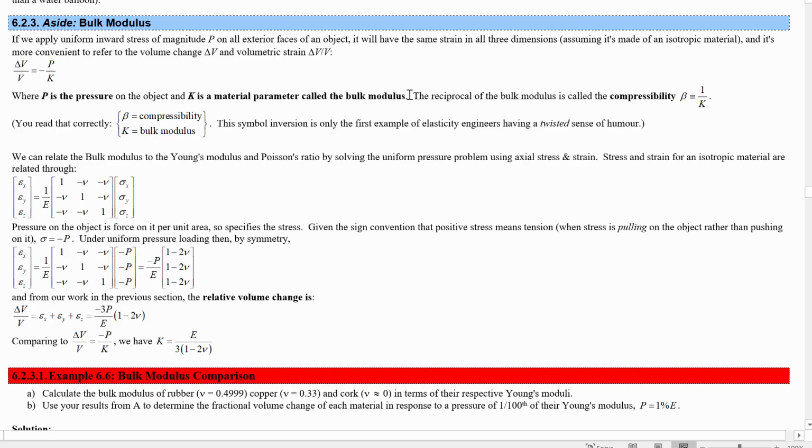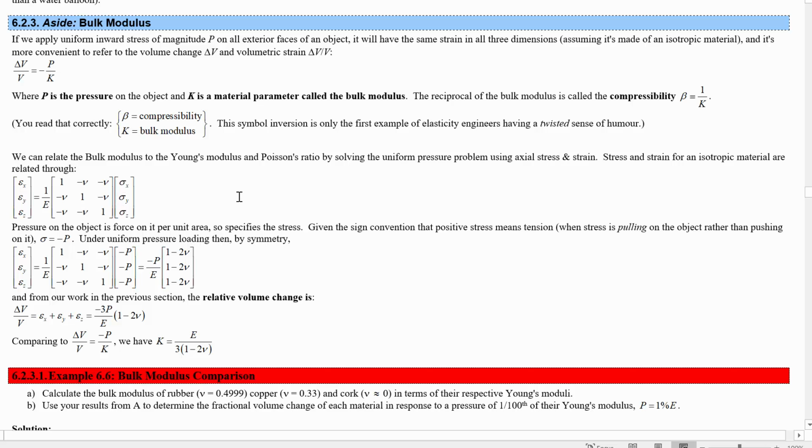So the larger the bulk modulus, the more pressure you're going to have to apply to get the same fractional volume change. The reciprocal of bulk modulus is called the compressibility, which, because elasticity engineers have a twisted sense of humor, is given the symbol beta. So we're going to use beta for compressibility and K for bulk modulus, instead of the other way around like you might have guessed. This is not the end of having backward symbols for different things. It's not even the end today. We can relate the bulk modulus to the Young's modulus and the Poisson's ratio by solving the uniform pressure problem using axial stress and strain.